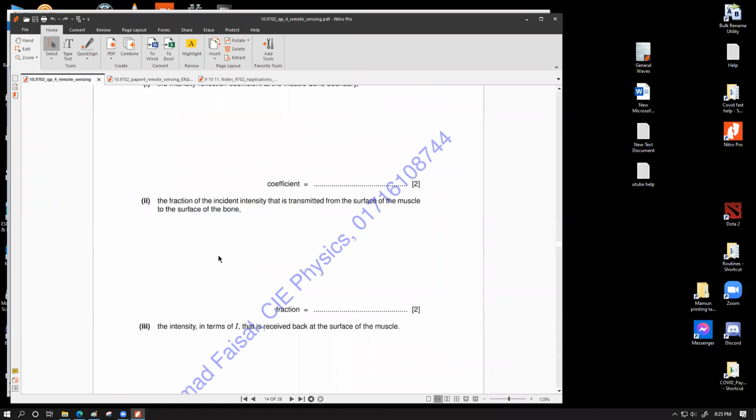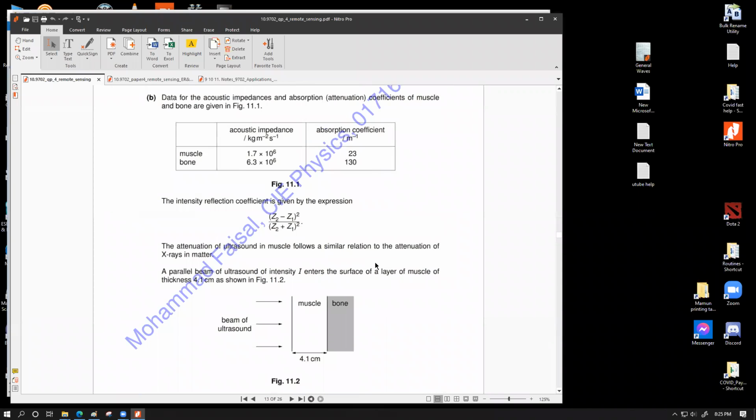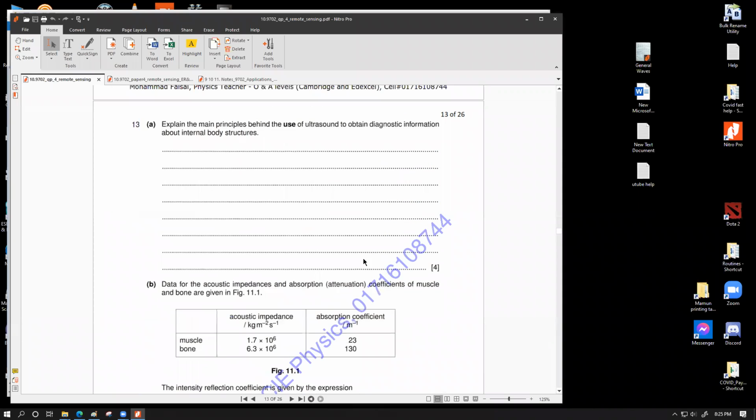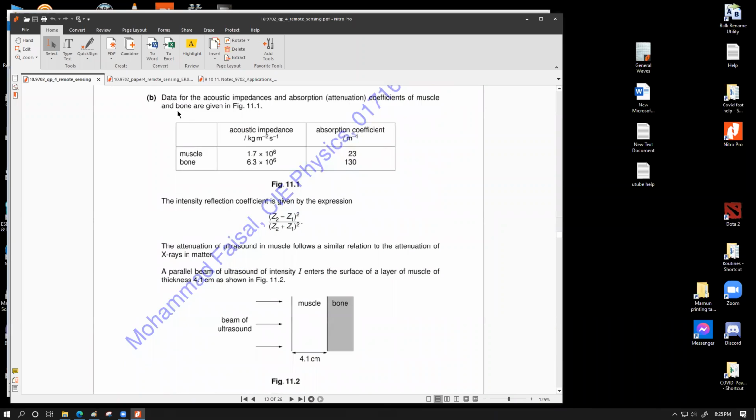This is the one. Yes, this is the one. Let's have a very good look for this question. Explain the main principles behind the use of ultrasound to obtain diagnostic information about internal body structure. We saw about this in an earlier class. So let's go for B directly.